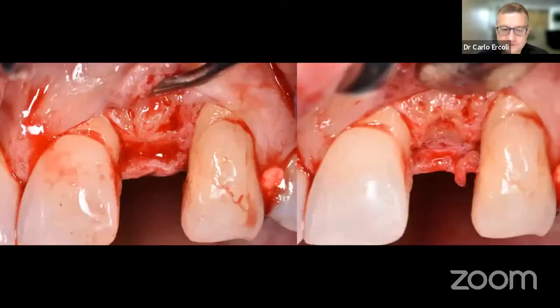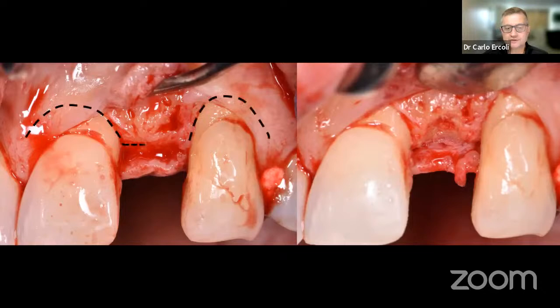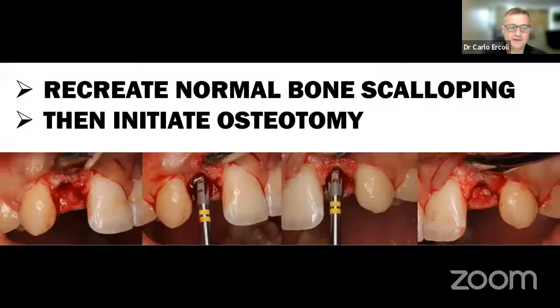So again, let's look at this surgically. If this is your flap immediately open, you can see that your natural teeth have a scalloping, but that area of the lateral does not have a scalloping. So what you really ought to think about before you start your osteotomy for your implant is to recreate the natural scalloping of the extraction socket. And only after you're done with that are you going to then start the drilling for your implant.